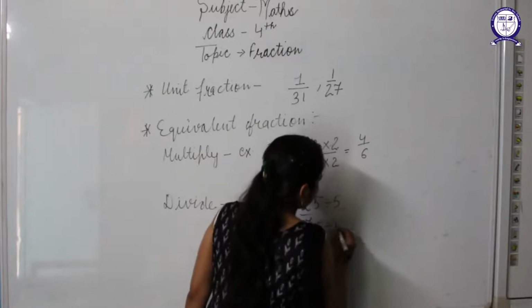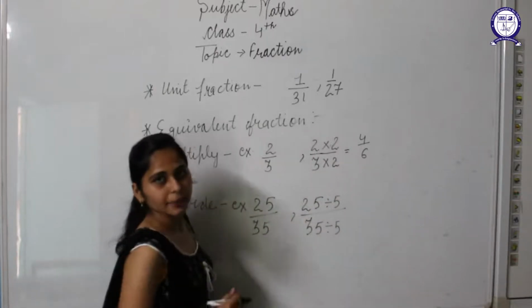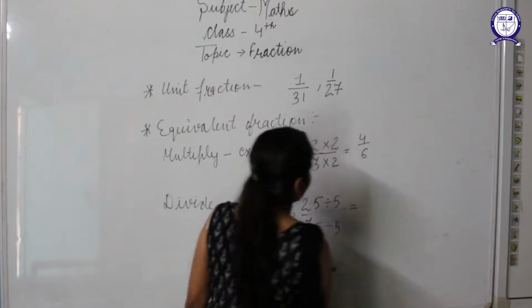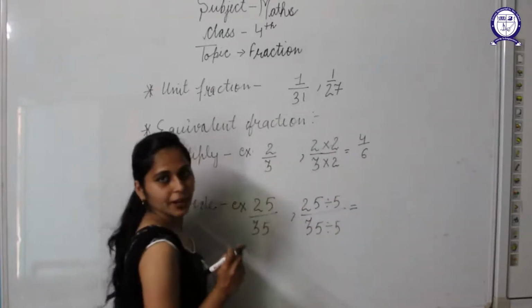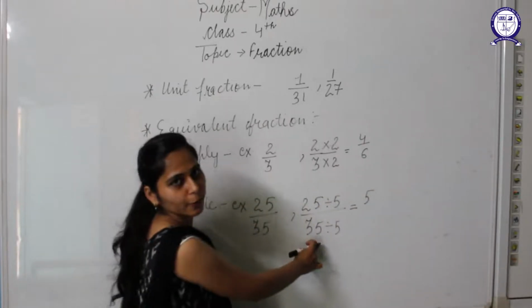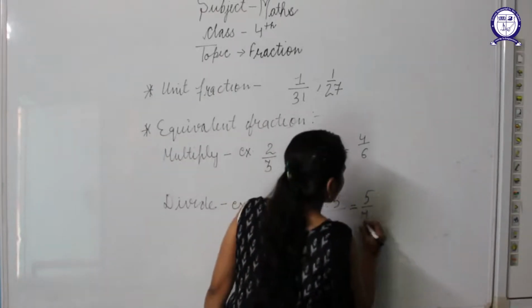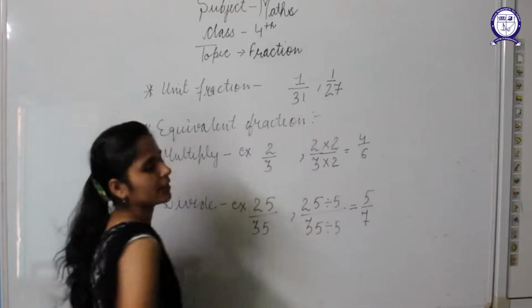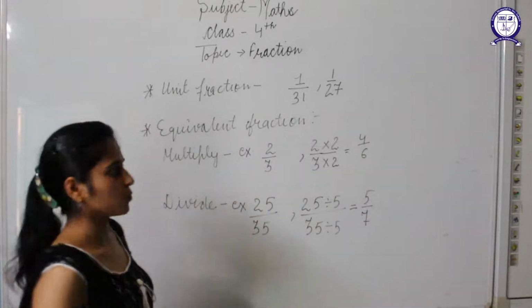As we are dividing the numerator and denominator with the same number, you have to also take care of this thing. When we divide 25 by 5, the answer will be 5. And when we divide 35 by 5, the answer will be 7. So this 5 by 7 is equivalent to 25 by 35, students.